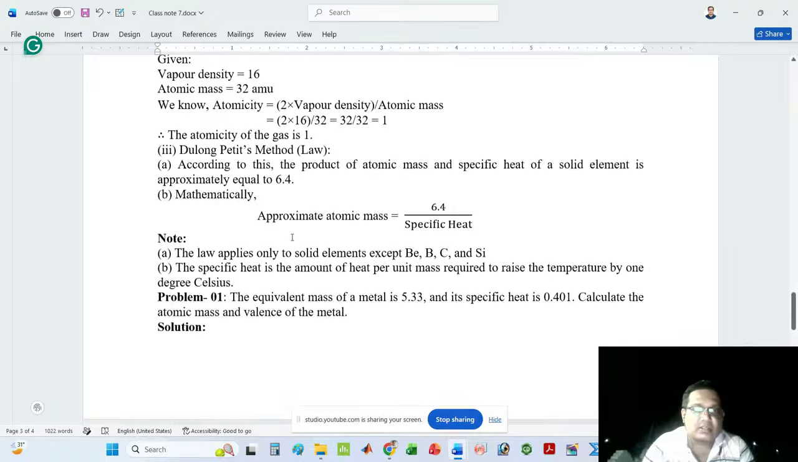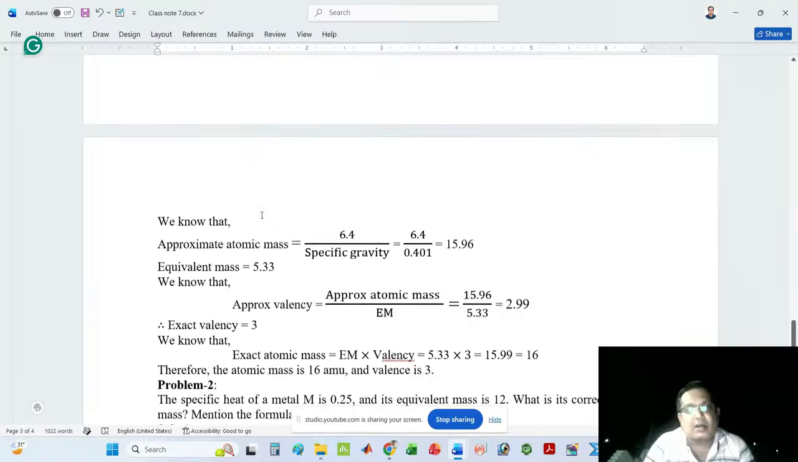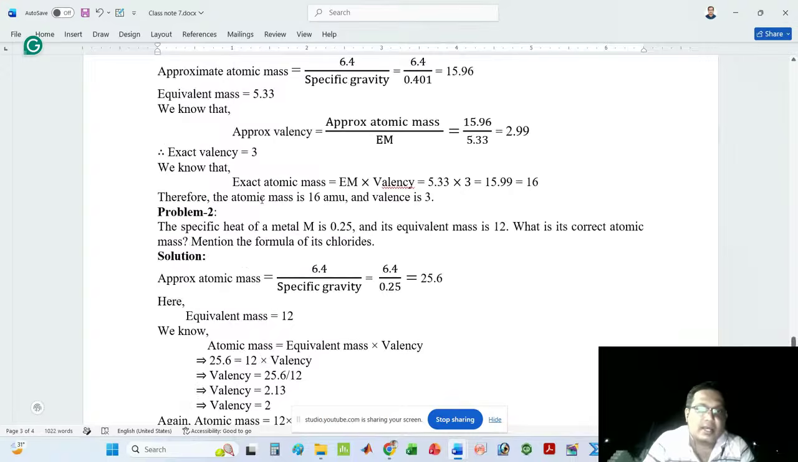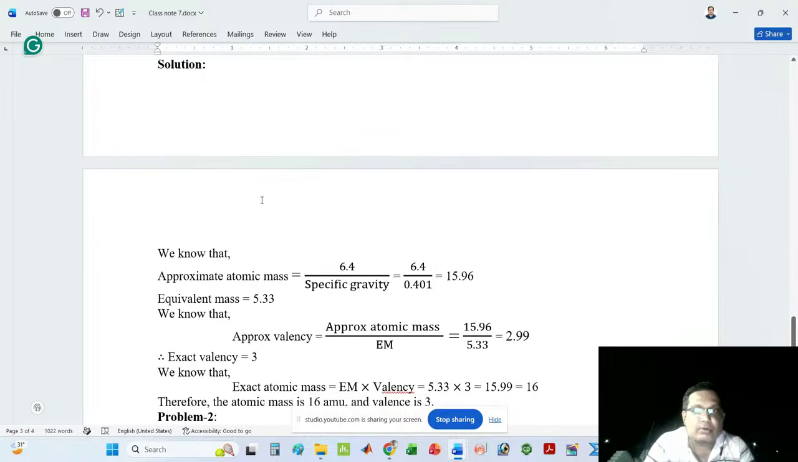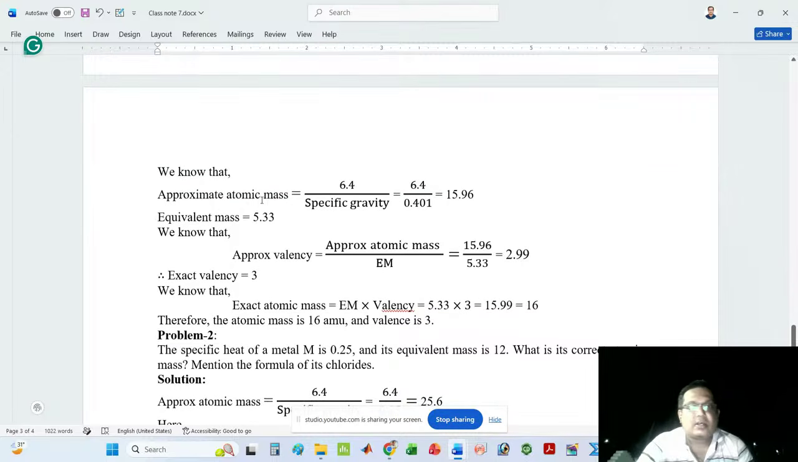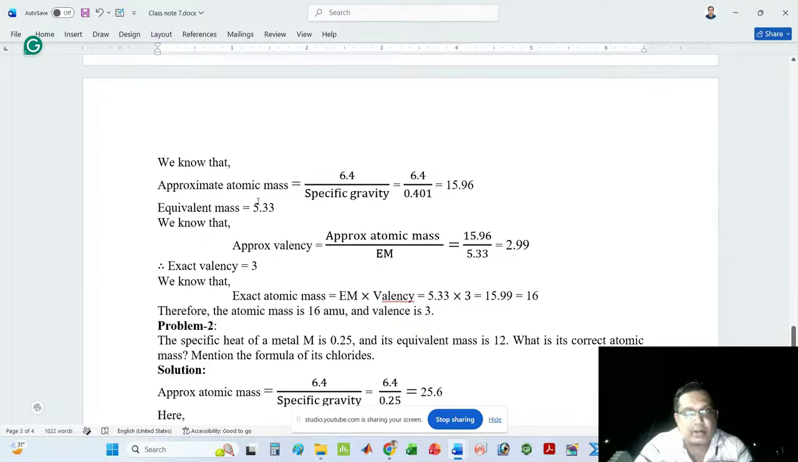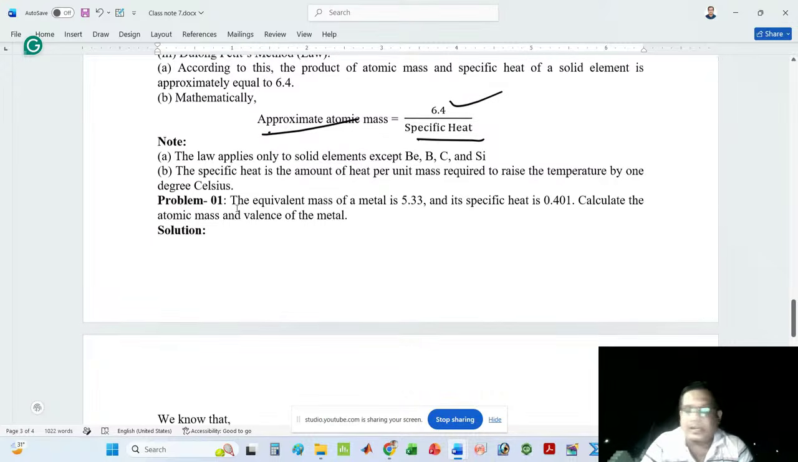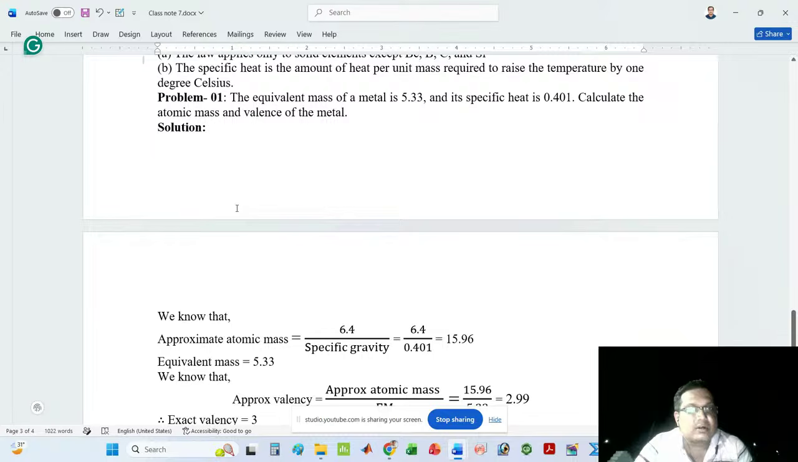Next, another method is the Dulong-Petit method. This is a very important method. As per the Dulong-Petit method, approximate atomic mass is equal to 6.4 divided by specific heat. By using this formula, I have also done few problems. Here is the problem given.